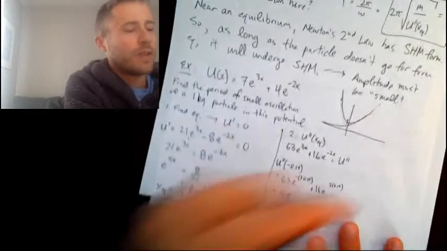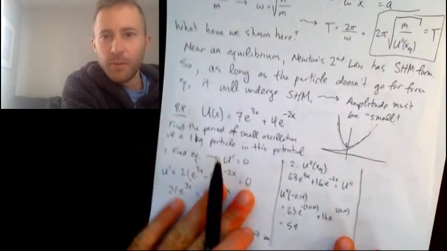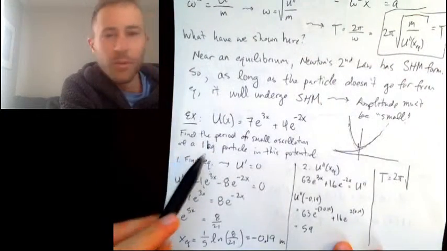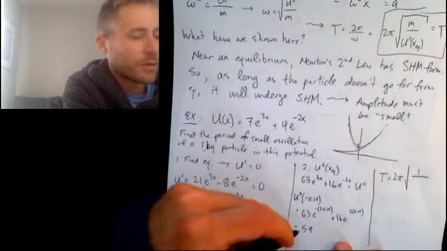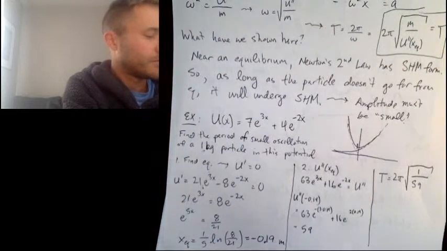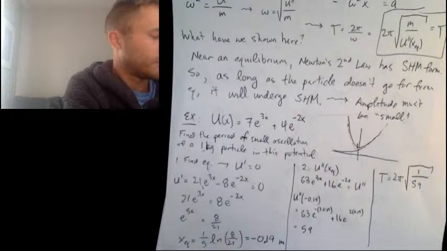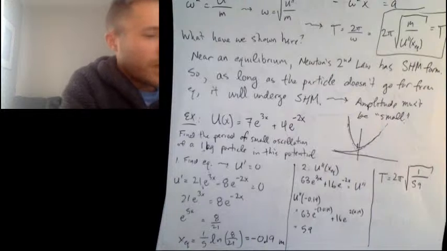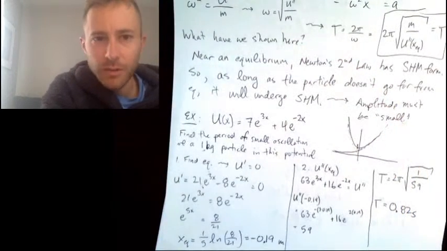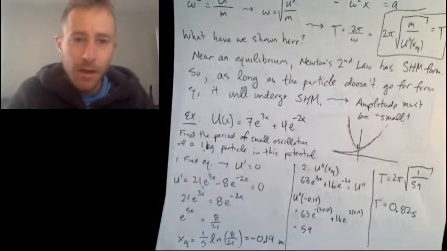So now the third step is I want to use the formula for the period in terms of the second derivative of the potential. So now I have period equals 2 pi square root of m, which is 1, over u prime prime at equilibrium, which is 59. And that gives a period of 0.82 seconds. So that would be the period of small oscillation. All right, so there you have it. So that's my lesson.